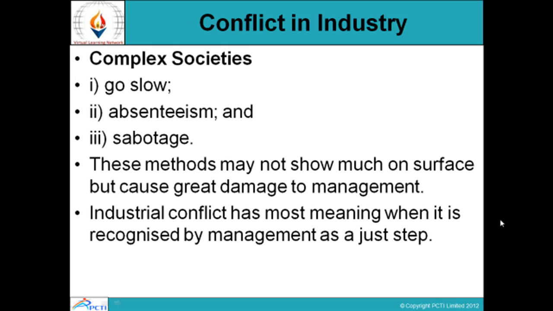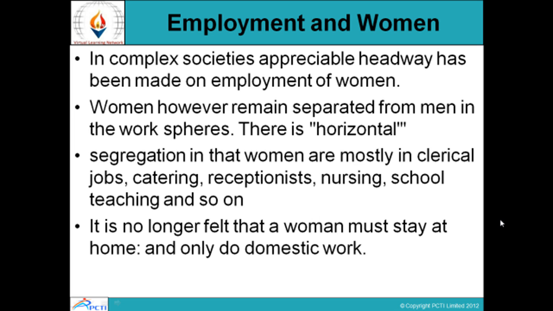Industrial conflict has most meaning when it is recognized by management as a just step. And in complex societies, there are also these methods, going slow and absenteeism, that do not show much on the surface but cause greater damage to the management.